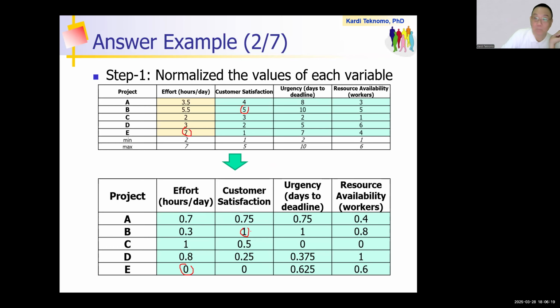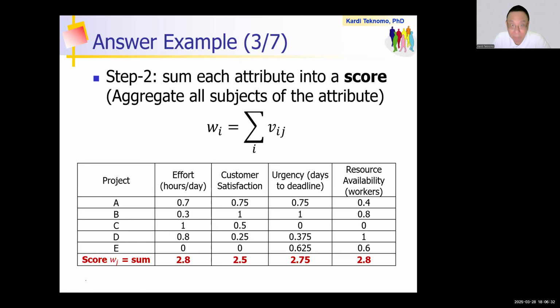Okay. So this is multiple criteria, multiple attribute. So then we normalize first. That's the first step. And then second step, we sum each attribute into score. So we already normalize, so what you will do is you sum at the bottom. So this is the score. Let's call this WI. This is the score.